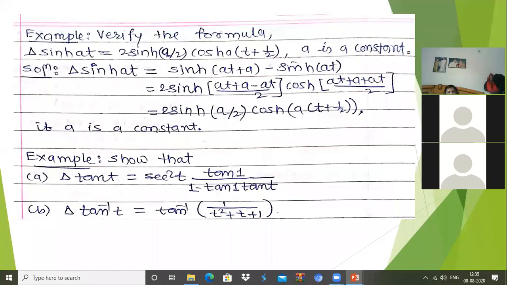Now the next example is: show that delta of tan t is equal to sec square t tan 1 upon 1 minus tan 1 into tan t. And the second is delta of tan inverse t is equal to tan inverse of 1 upon t square plus t plus 1. We'll prove both these formulae. No problem.